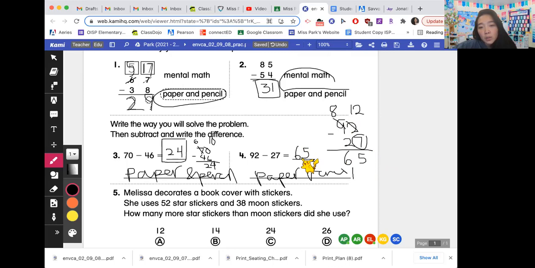How do we check our work to make sure we're correct? Let's add up 5 plus 7 equals 12. So that would give us a 2 in the ones place. And then 6 plus 2 equals 8 plus 1 that we regrouped will give us 9. So 65 is the right answer.